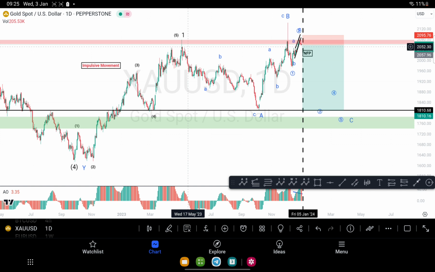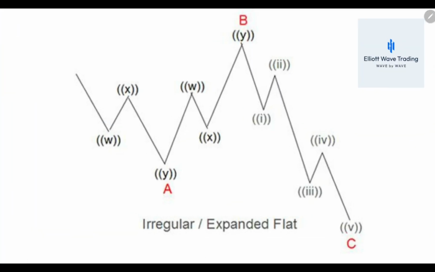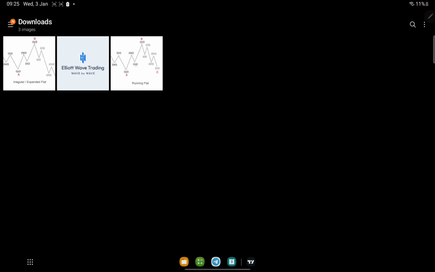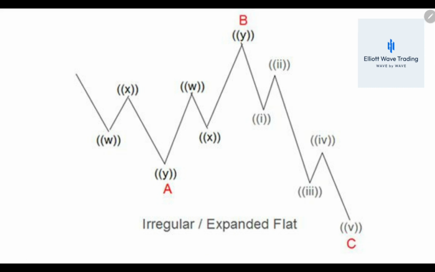What I can see based on the correction that it has already done is that we are doing something called an irregular flat. As I mentioned just now, we have 5 different types of corrective patterns, and this is one of them. This is basically a three-leg structure. We have our leg A, our leg B, and our leg C.